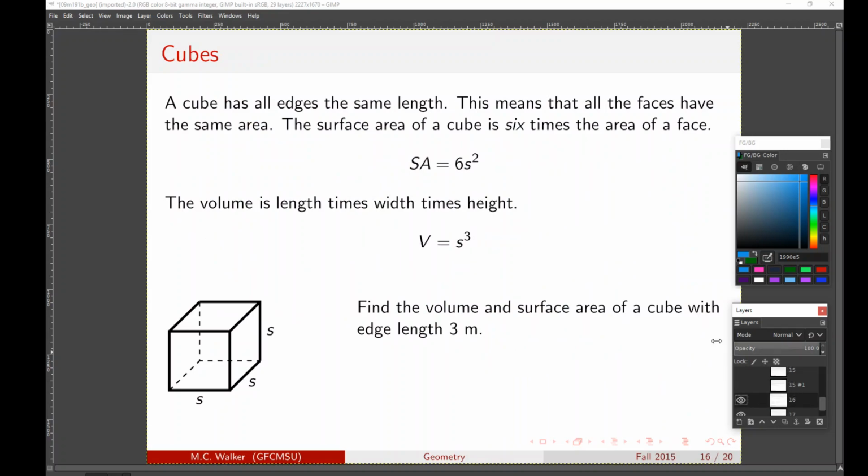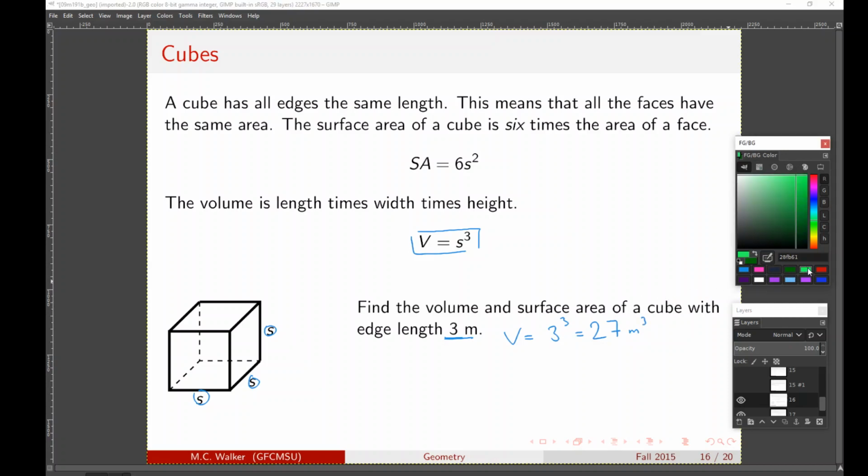Cubes. Very simple. You take the length of this side, and all sides are the same, and you cube it. So if this has an edge length, side length of 3 meters, then its volume is 3 cubed, which turns out to be 27 meters cubed.